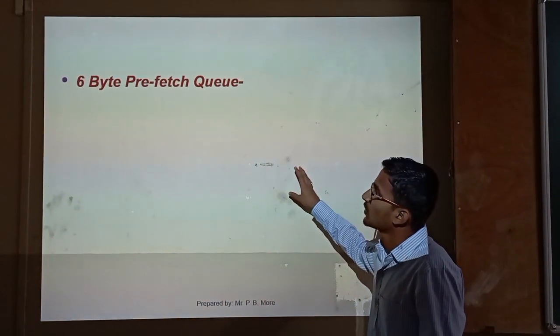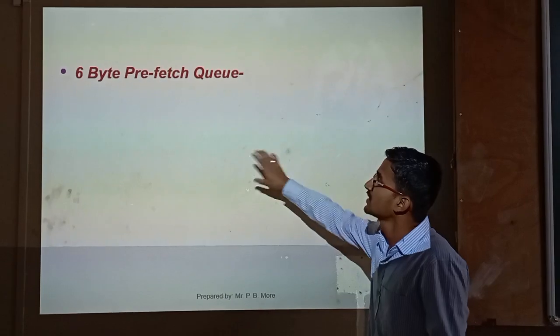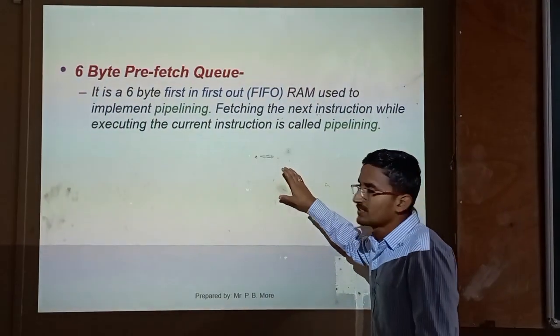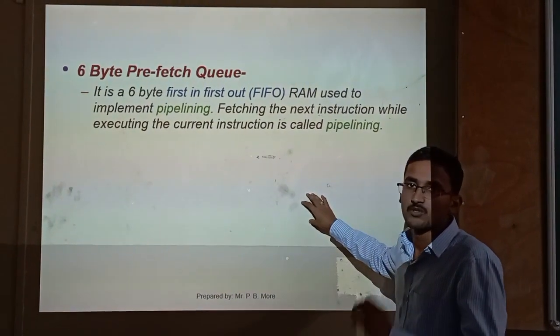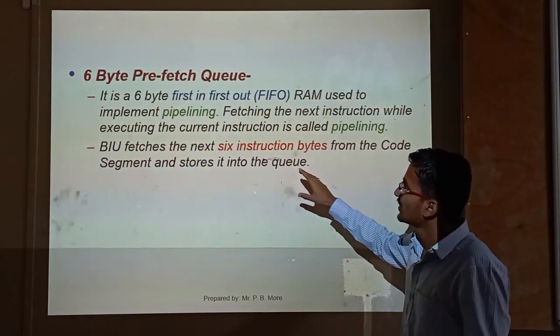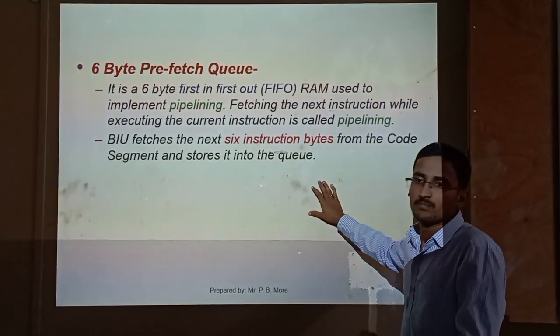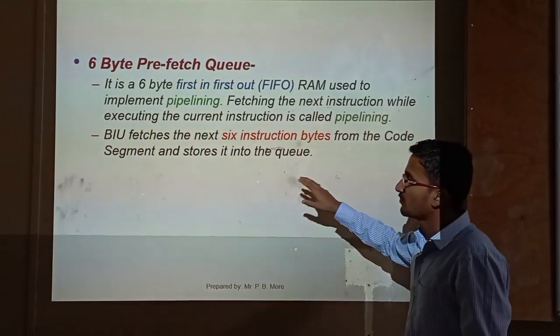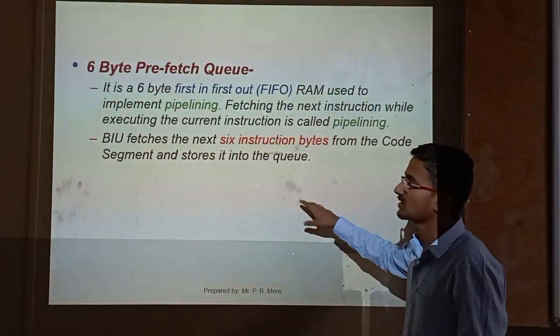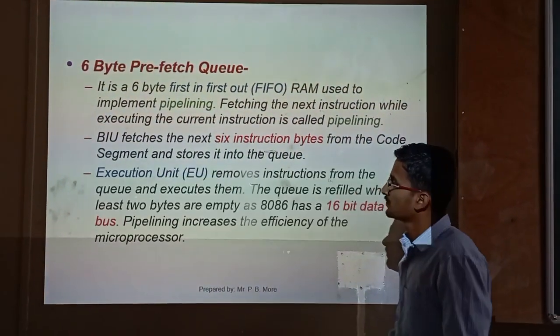Now we will know about the instruction queue, that is a 6-byte prefetch queue. As it is 6-byte first in first out, it supports the pipelining mechanism. Fetching the next instruction while executing the current instruction is called pipelining. The BIU fetches the next 6 instruction bytes from the code segment and stores them into the queue.